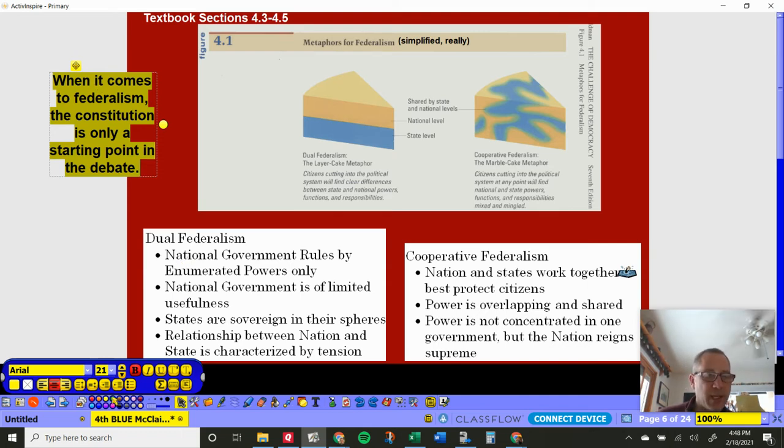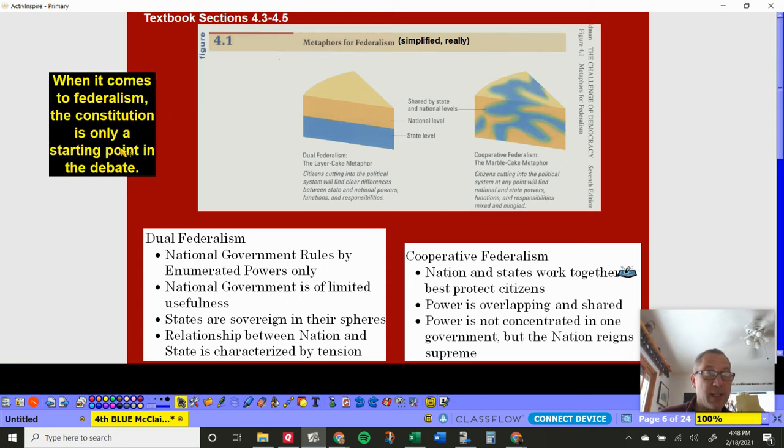So when a constitutional scholar, and pretty much every constitutional scholar I know would agree with the statement, says that when you're trying to decide what power belongs to which government, the Constitution is only a starting point in the debate, this goes back to that same fight that Madison and Hamilton had. You can read different parts of the Constitution and say they take precedence. So in our governmental system, this is a little bit simplified, but in general, we have oscillated between two different views of federalism. One is called dual federalism, which hopefully you saw in the video, and the other one is marble cake federalism.